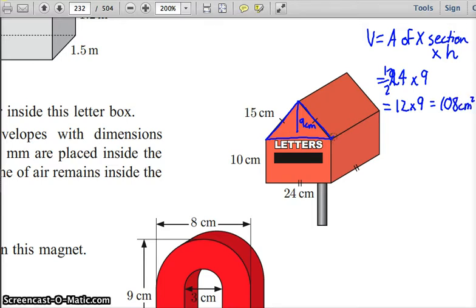I'm timesing it by the height. 24. 108 times 24 gives me what? 2,592 centimetres cubed. Yeah? I do the same here. What would I be doing here? You tell me what I'm going to be doing here. Area of cross section times by the height. Right?